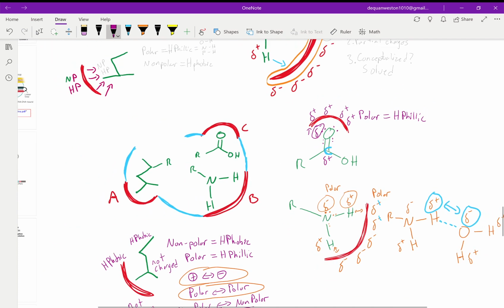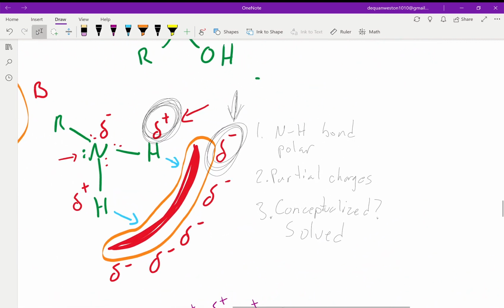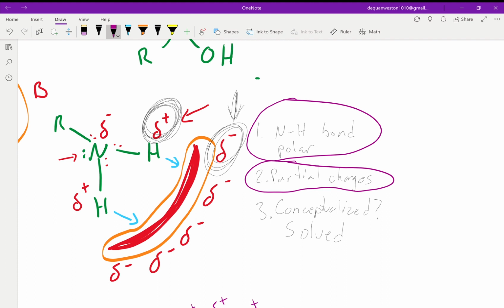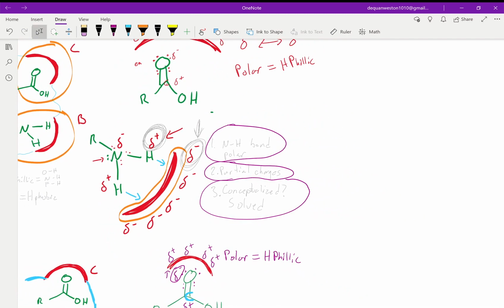Alright, so earlier I wrote some steps to solve this. So step 1, recognize that the NH bond is polar. Once you understand it's a polar bond, step 2, what are the partial charges and how are those charges interacting with the active site? And for step 3, you conceptualize it and solve it. If the hydrogens are partial positive, then the active site must be partial negative. Boom, solve your answer.